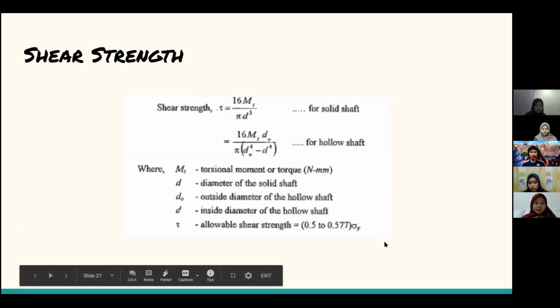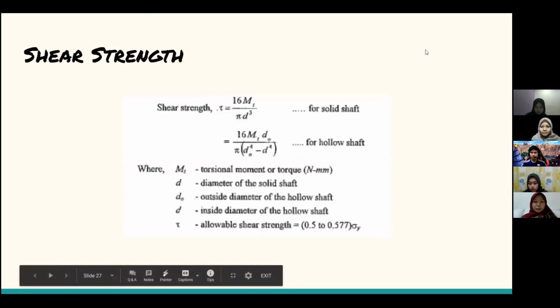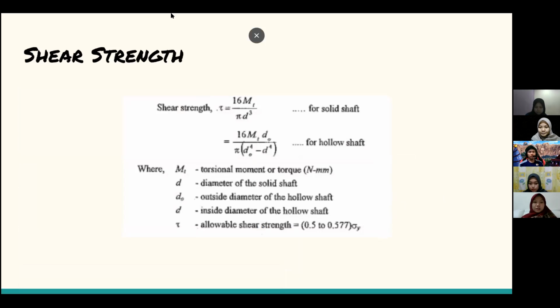So this is just the revision. Shear strength is used in the twisting and bending moment. For solid shaft, shear strength equals 16 multiplied by torsional moment over pi and d cube. For hollow shaft, the shear strength equals 16 torsional moment multiplied by outer diameter over pi times outer diameter power of 4 minus inner diameter power of 4. So next will be explained by GR.